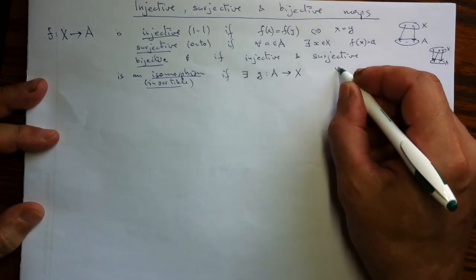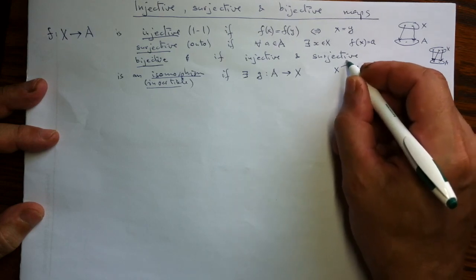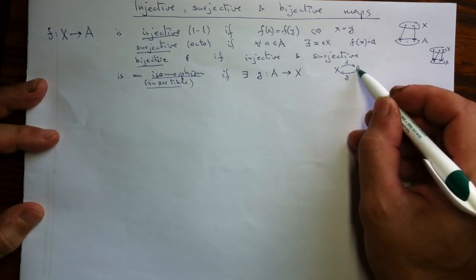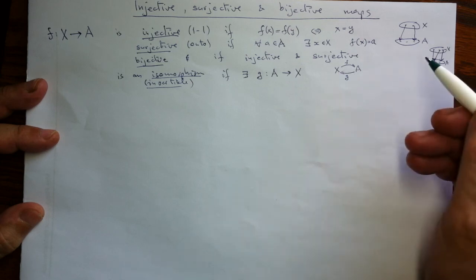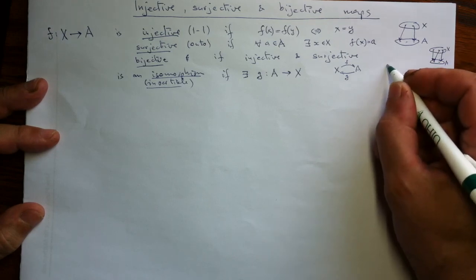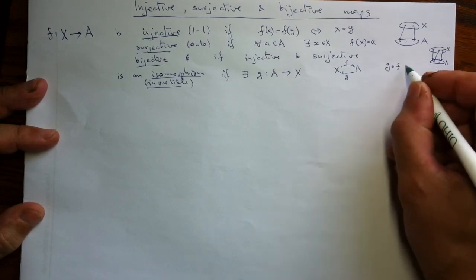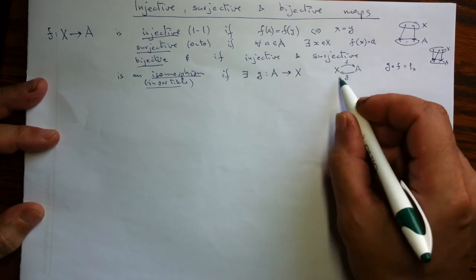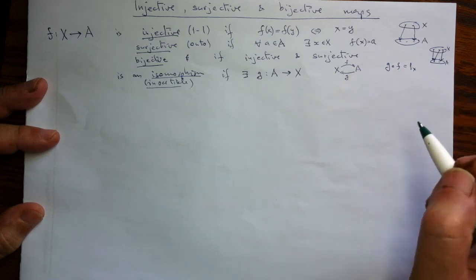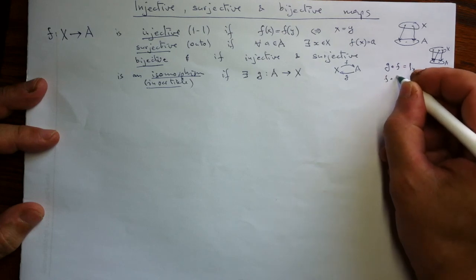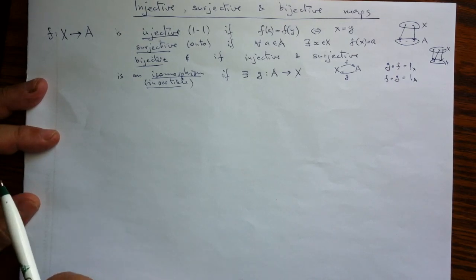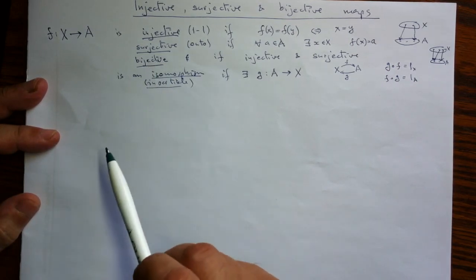Let's imagine X and A again. So f goes this way, g goes in the opposite direction. If we follow f with g, we should end up with a map from X to X, and that should be the do-nothing map, the identity map. So that is the first condition: f followed by g is doing nothing on X. And the second condition is starting at A, going with the inverse map, and then following with f will bring us back to A, and that should be the identity map on A. So that is equivalent to being bijective.